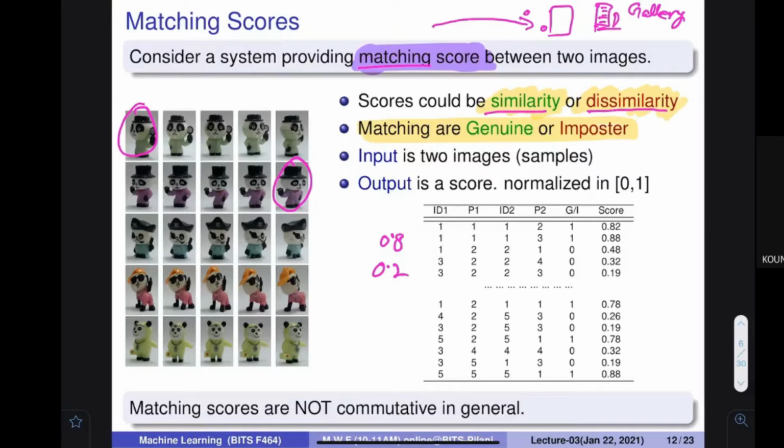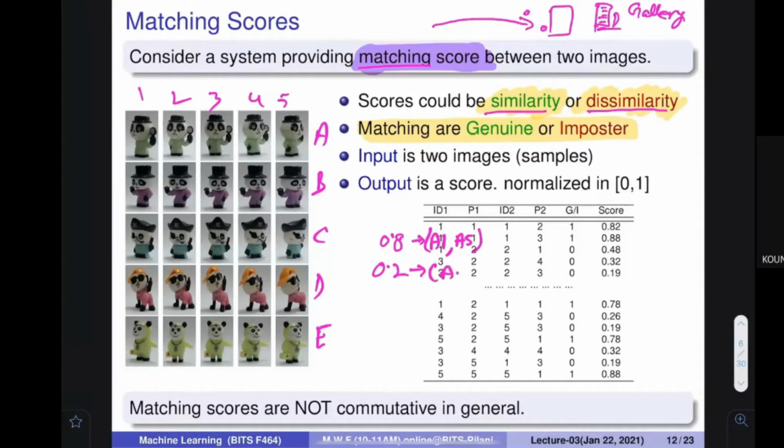I want to tell you one more thing. Let me just give them names: Mr. A, Mr. B, Mr. C, Mr. D, Mr. E. Let's assume that they are this, and this is the first image, second image, third image, fourth image, fifth image. So this particular 0.8 came from which? It is A1 matched with A5. Okay, 0.8. Okay, this other one was the matching score of A1 matched with B5.